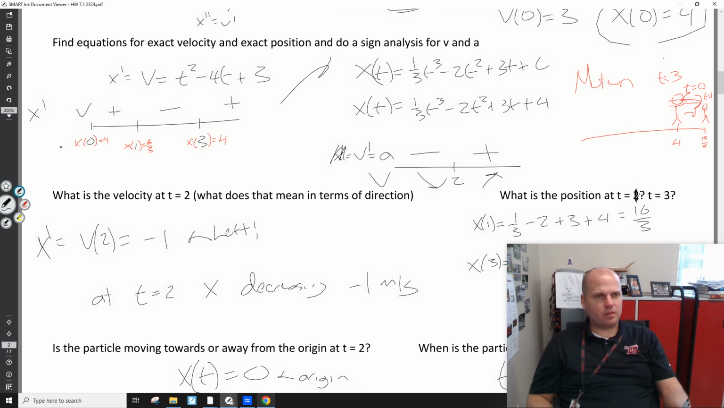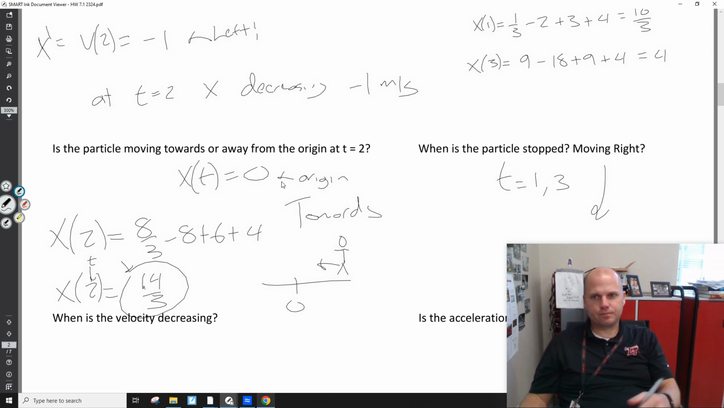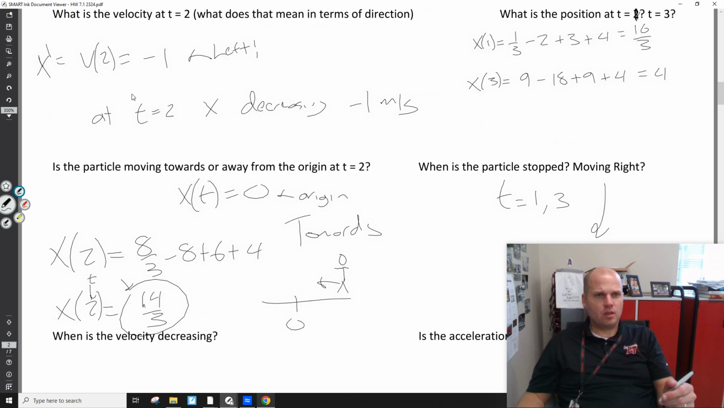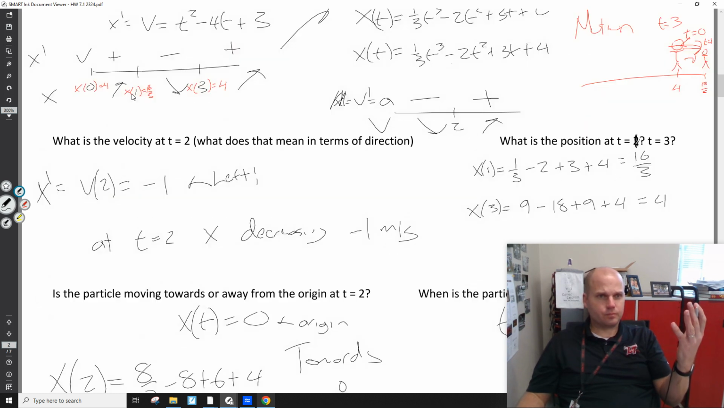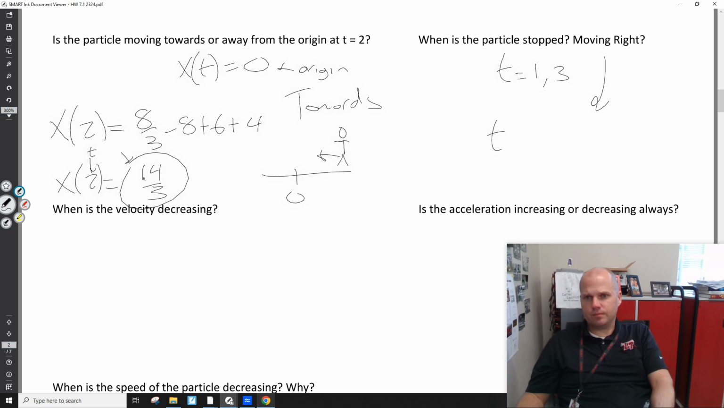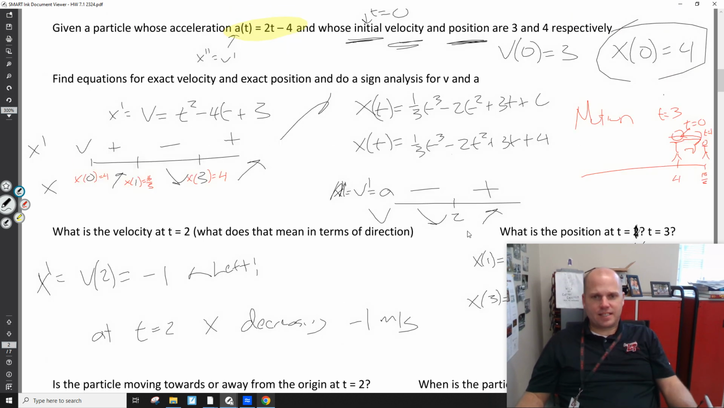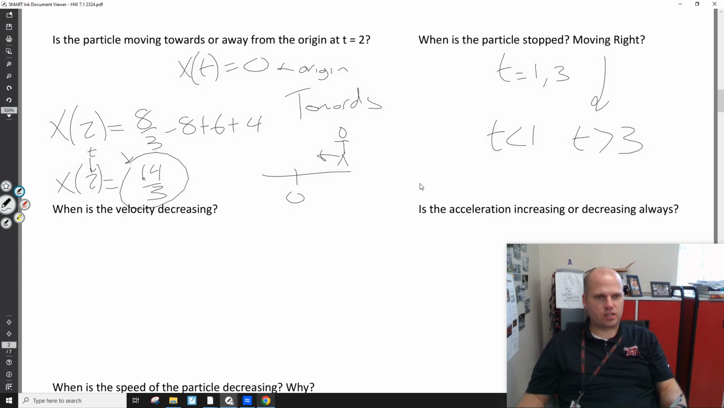My position increases, decreases, increases. Right, left, right. I'm moving to the right from 0 to 1, or t's less than 1, and t's greater than 3. My velocity decreases when its derivative is negative. Acceleration is the rate of change of velocity. When the rate of change of velocity is negative, velocity is decreasing. T's less than 2.